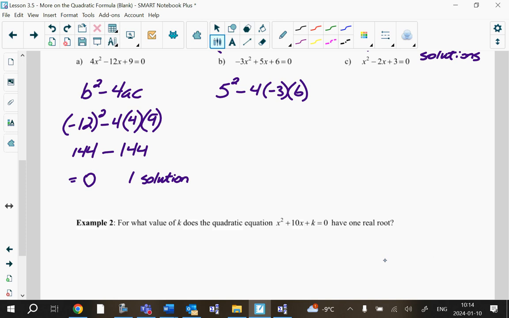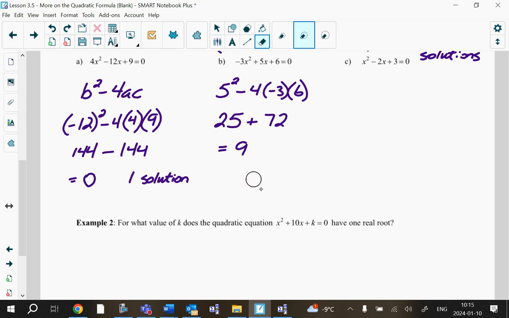So then we got to calculate. And you should get this. 97, because I can't add. Thank you. How many solutions? 2 solutions.